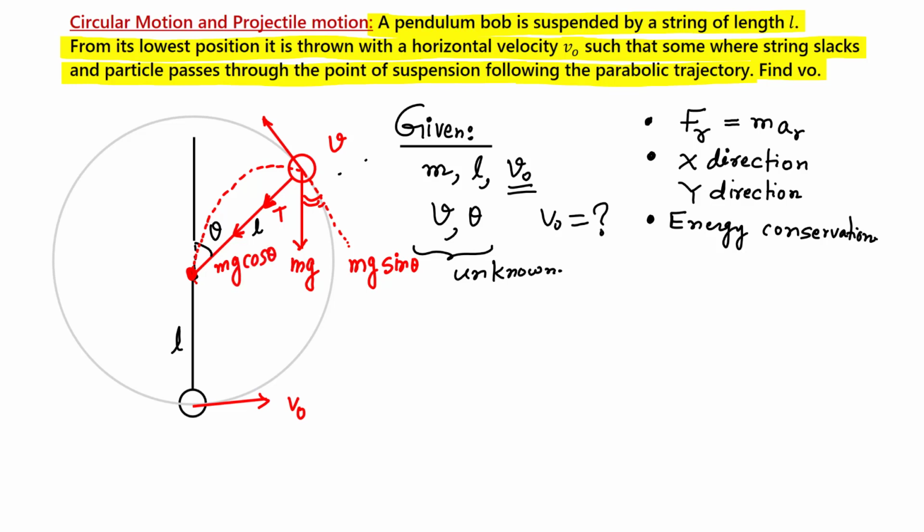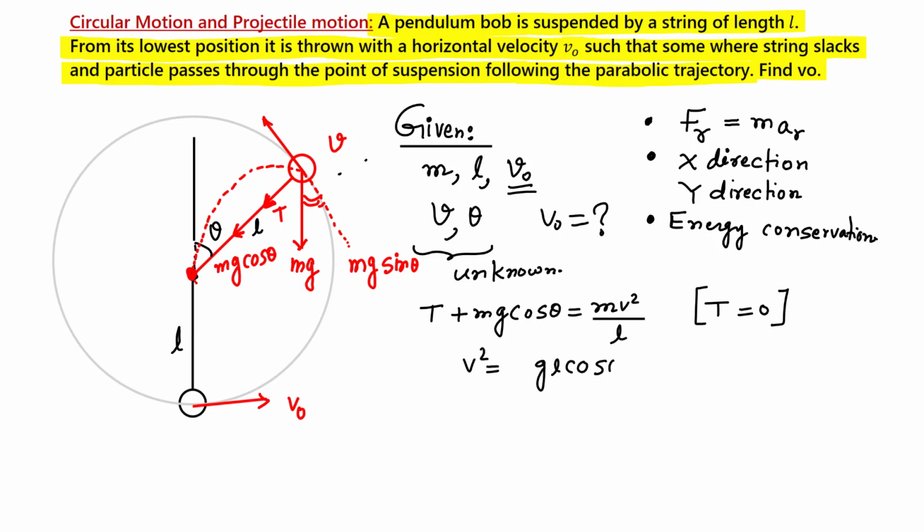So force towards the center is T plus mg cos theta, which equals mv squared by r. R is basically the length L in this case. And it is given that the tension becomes 0 at this point. So from here you will have v squared equals gL cos theta. This is my equation number 1.